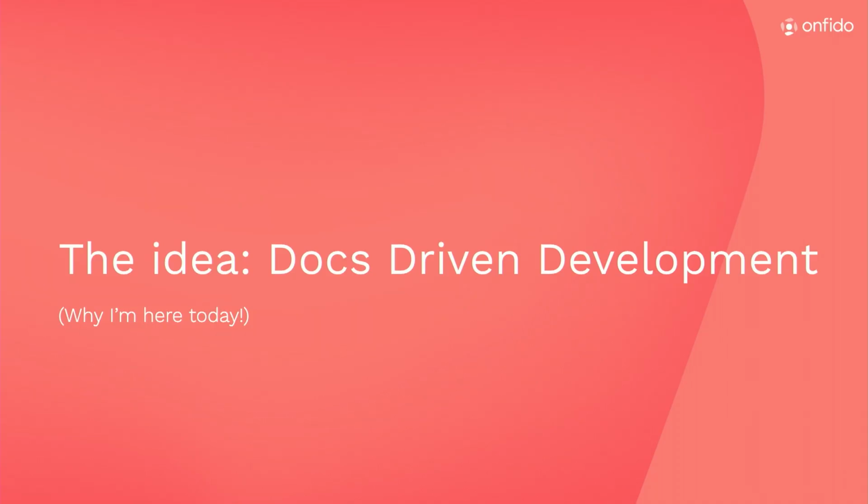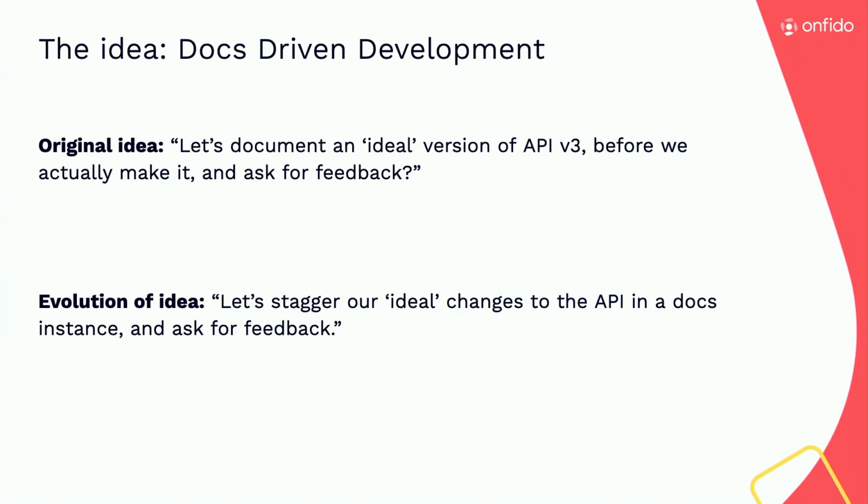So back to why I'm here today: the docs-driven development idea, and trying to tie this all together. The original idea we had, broadly speaking, was, shall we document an ideal documentation instance for API v3 before we actually make it, and then ask people for feedback. That evolved, as we talked about it more, into let's stagger our ideal changes to those API docs, to that instance, and then ask for feedback that way. I'll touch upon how we did that in more detail as I go on.